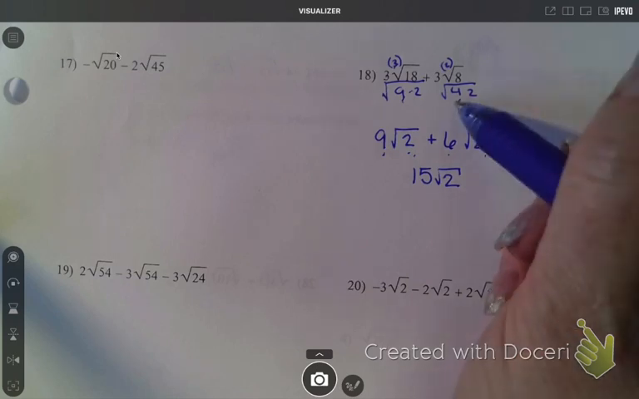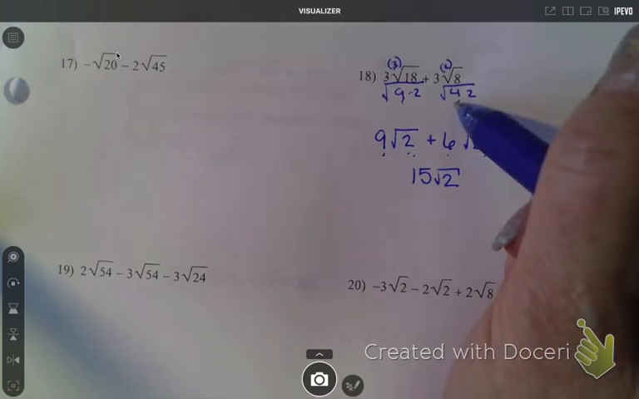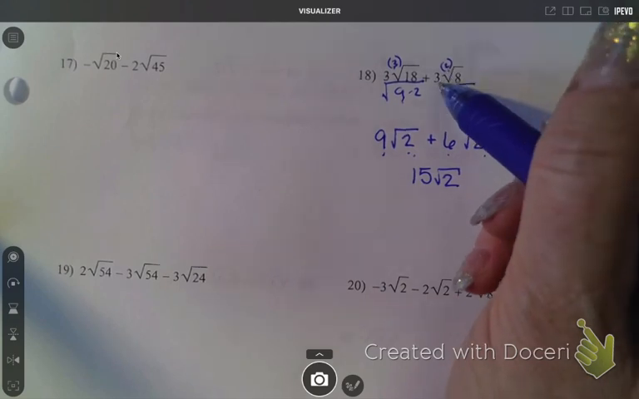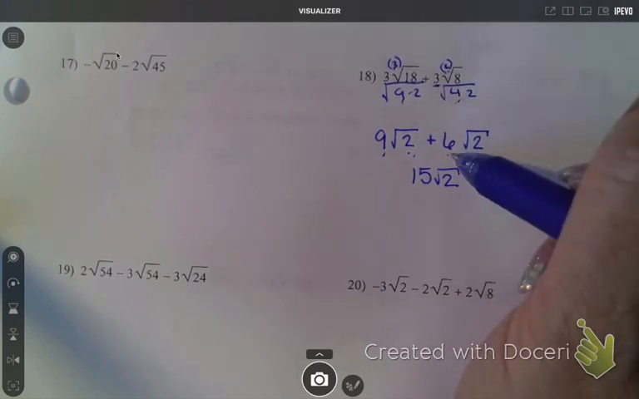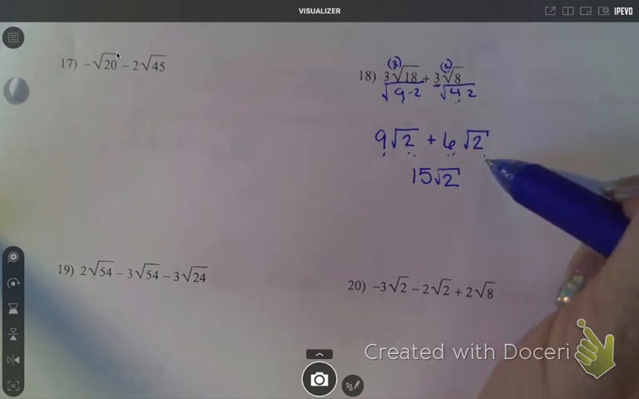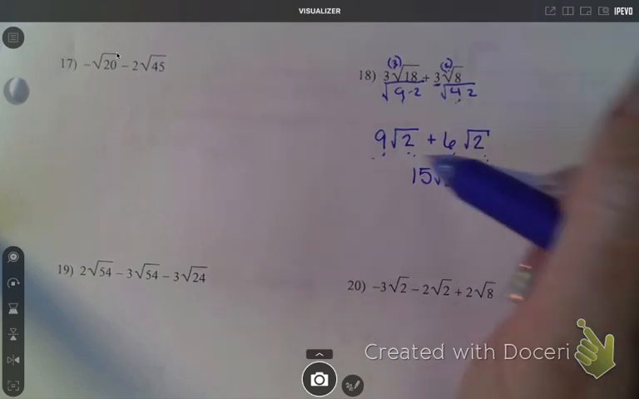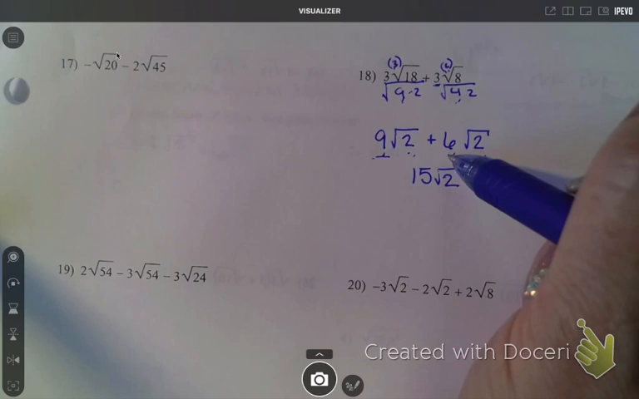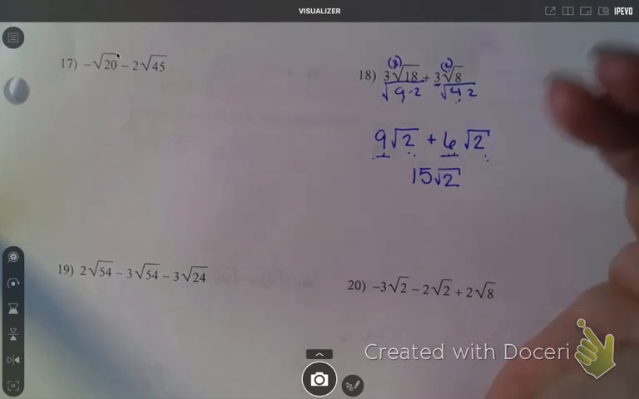And the next one, what's the square root of 4? 2. So bring the 2 and multiply it times this 3. So 2 times 3 is 6, square root of 2. So now you can put them together, and 9 plus 6 is 15.